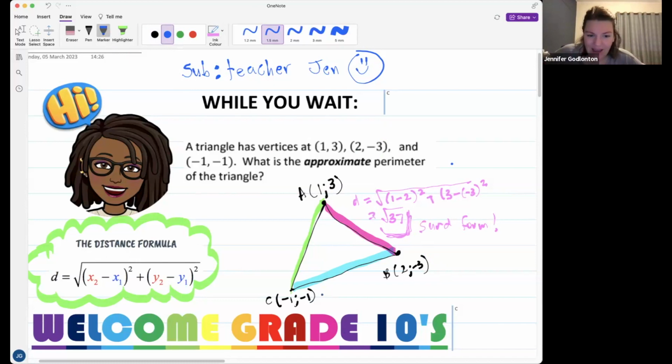Then let's jump to our blue line quickly. So in here, it's going to be -1 minus 2 squared plus -1 plus 3 squared. So we're going to have the square root of -3 squared plus 2 squared. And we land up with root 13.